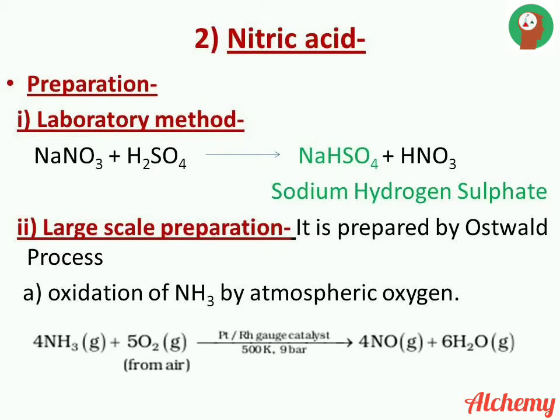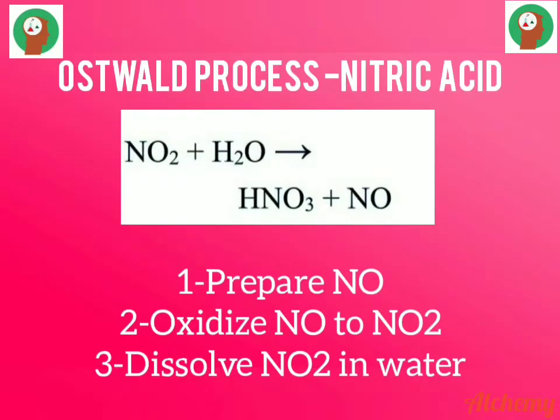These 3 steps are very important and we will learn them one by one with the help of a simple concept. Nitric acid is prepared by dissolving nitrogen dioxide in water. Water is readily available, so our first priority will be to prepare nitrogen dioxide. Preparation of nitrogen dioxide involves 2 steps. First, we will prepare nitric oxide. In the second step, we will oxidize nitric oxide to nitrogen dioxide. In the third step, nitrogen dioxide is dissolved in water and thus nitric acid is prepared.